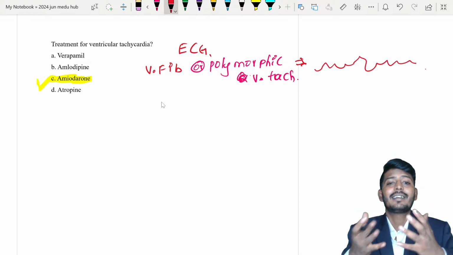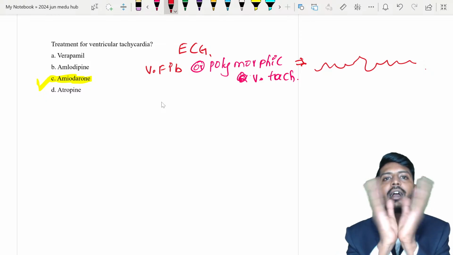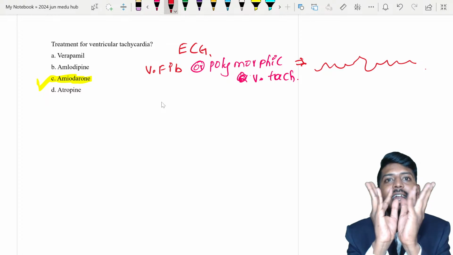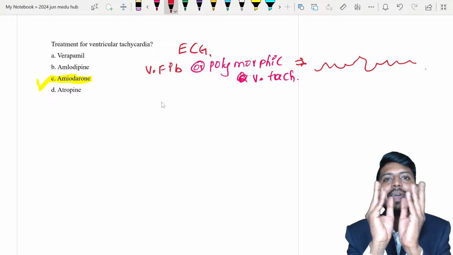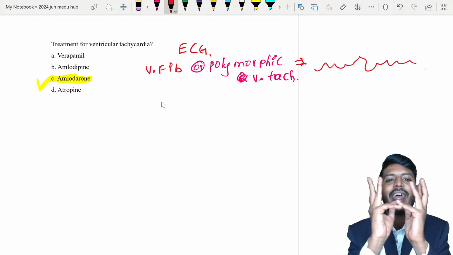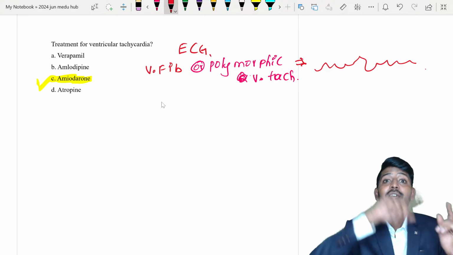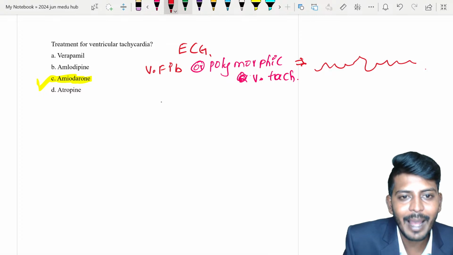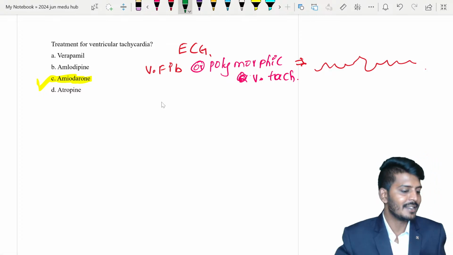Okay, so both ventricles should contract properly, but instead of that, they start to dance. Every time they dance like this, a QRS is formed. A little dance, a QRS; a little dance, a QRS. But will a complete QRS be formed? No. So because of this dance, you get an abnormal ECG.